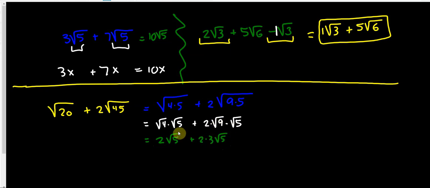Well, I can do 2 times 3. That's 6. That's not too hard. So I have 2 square root of 5 plus 6 square root of 5. Notice how they weren't like square roots here, and now they're like. I can add them together. So what's 2 plus 6? That's 8. So I have 8 square roots of 5. Okay. So hopefully that's not too horrible.